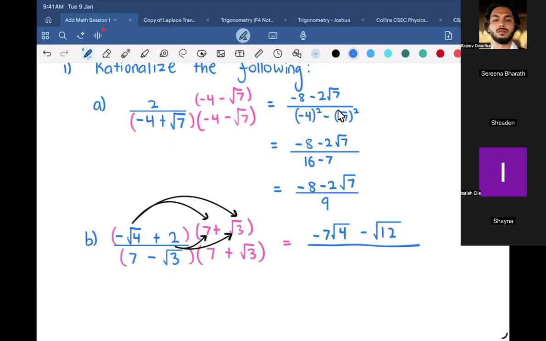What would happen in the denominator, Isaiah? The denominator is an example of what? Difference of 2 squares. Right? So it's just going to be a squared. What is a? 7. Right? 7 squared minus root 3 squared. And so on top, that's going to be minus 7 root 4 minus root 12.